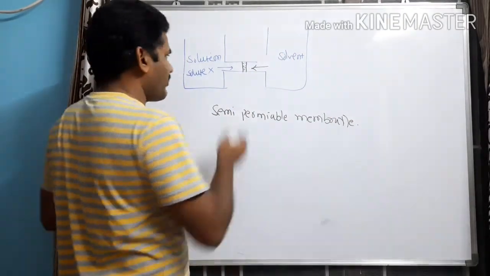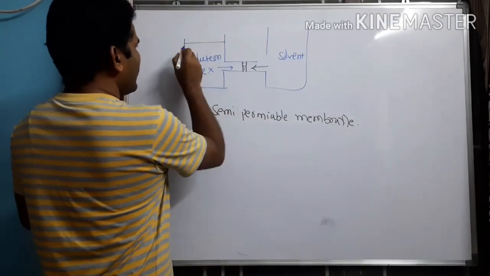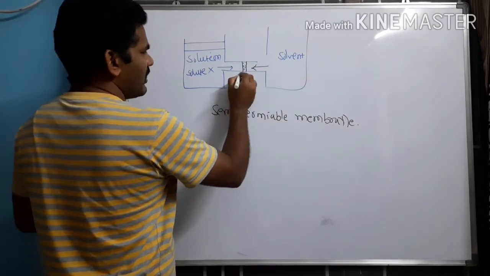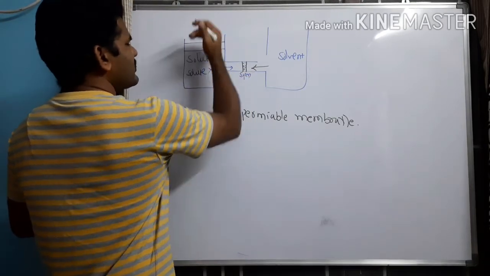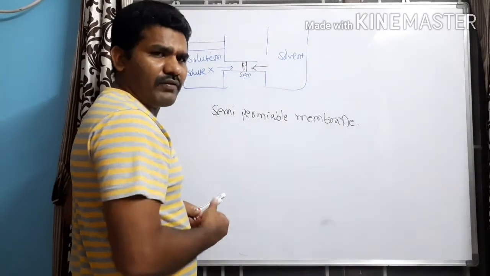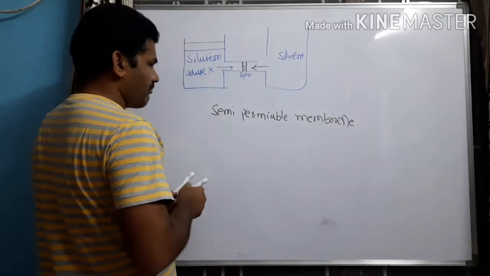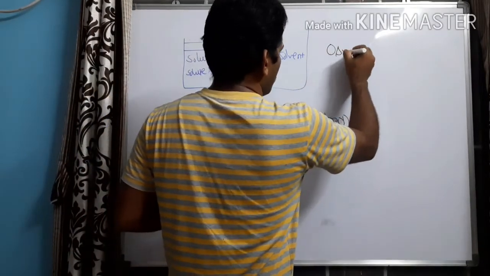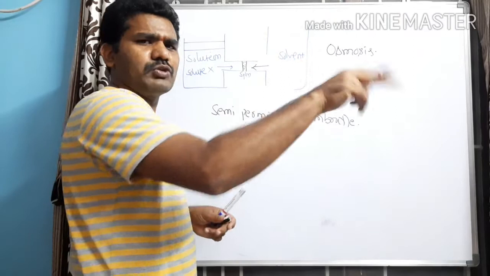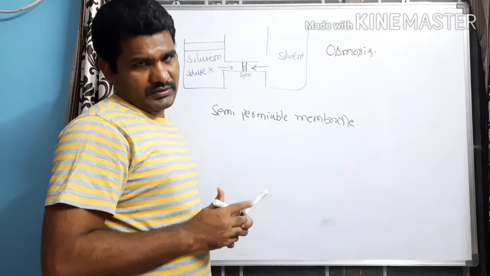So automatically, after some time, what happens? The level of the solution gradually increases. Why does the level of the solution increase? Because solvent molecules can pass through the semi-permeable membrane, which increases the height of the solution. This process of movement of solvent particles into the solution through a semi-permeable membrane is called osmosis.